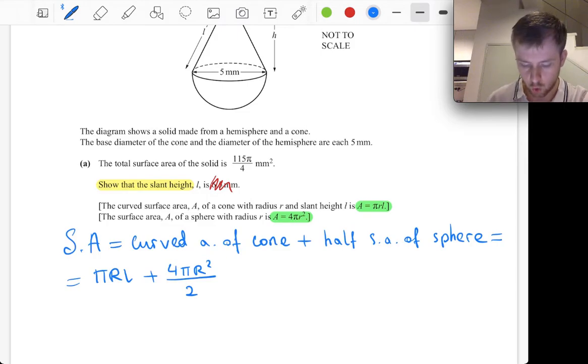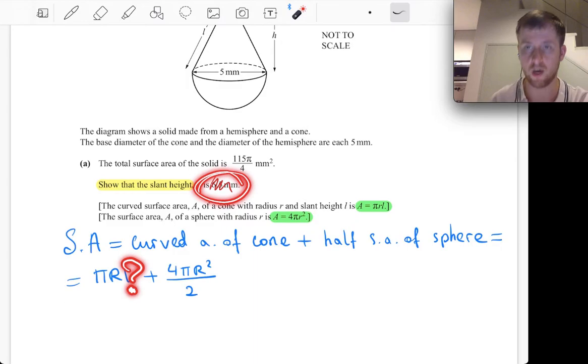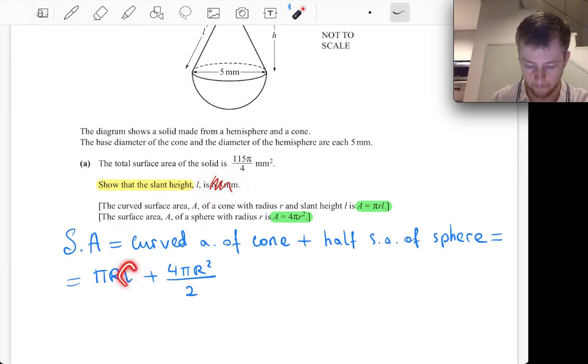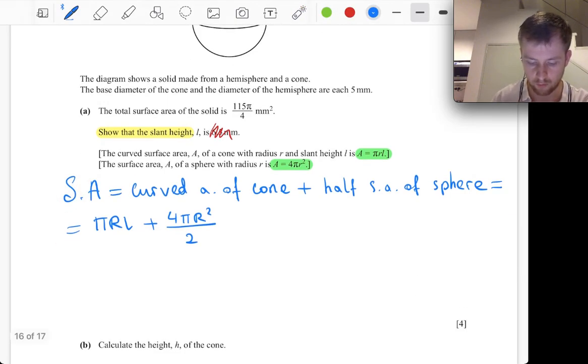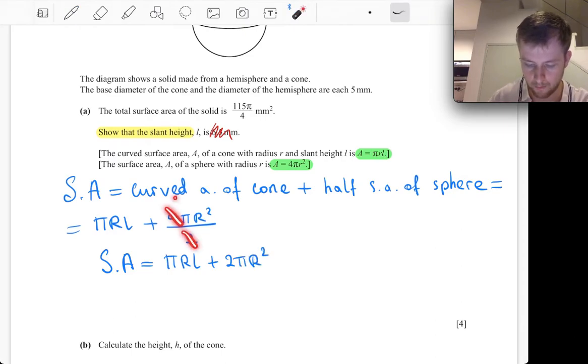Okay, so the thing is, we know everything from here, right? Actually, we know the surface area already, but we don't know the slant height. We're supposed to find it. I mean, we know it, but you have to show how to find it. So we can basically build an equation, right? So again, let me just show this one more time. So surface area equals pi r L plus 2 pi r squared.